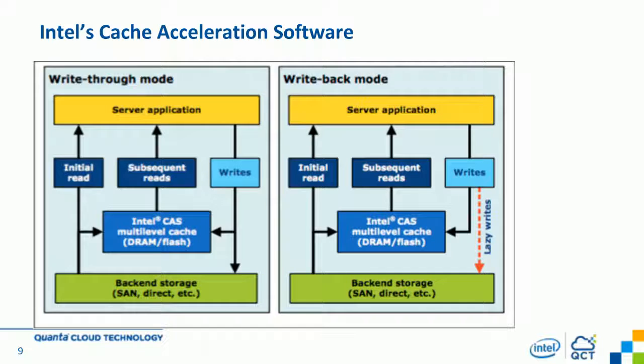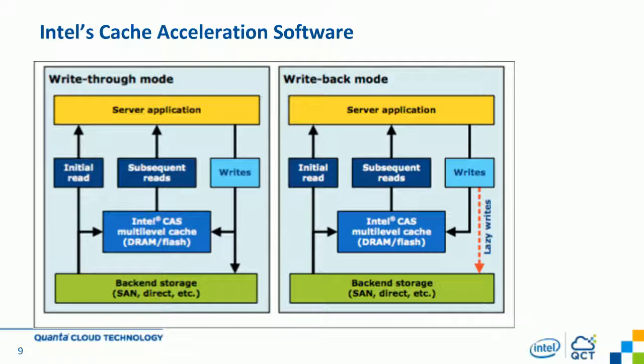On the left, you have the write-through mode. Here, data is read from the backend storage and copied to the cache on SSD. Further reads will promote the data to system memory, and subsequent reads of cache data are therefore returned at very high performance, at basically SSD speeds or maybe even DRAM speeds. For writing, all data is written synchronously to the backend storage and also to the cache.